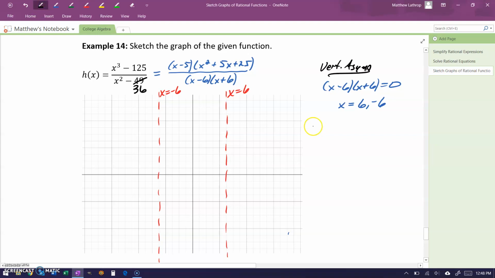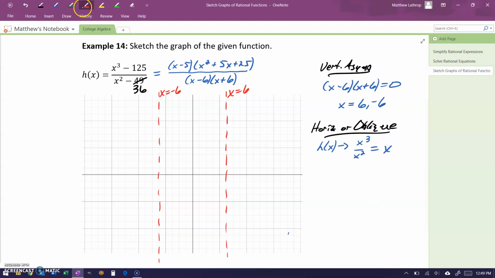We can also then look at our horizontal or oblique asymptotes. By, in this case, considering our function to be approaching x cubed over x squared, which will reduce to x to the first power, meaning we have an oblique asymptote. In order to find that, we'll need to divide these two functions, being sure to drop in placeholder terms where necessary.